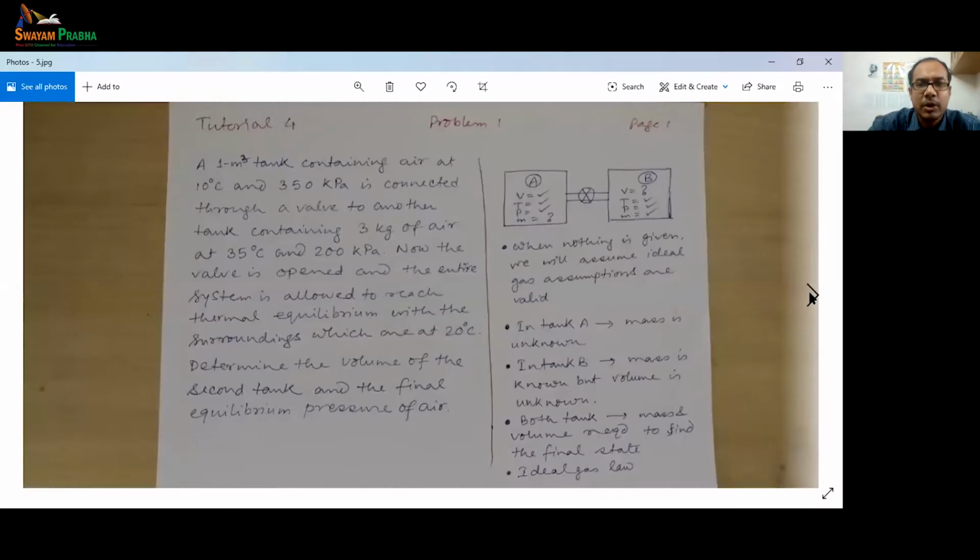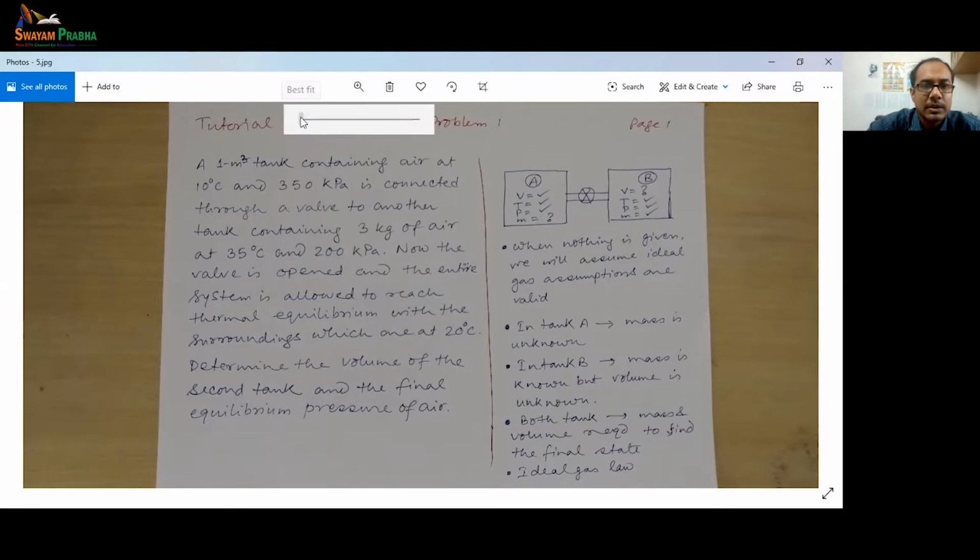Okay, so the first problem we are going to take up today is on gases. Earlier we have looked at liquids, particularly water as well as refrigerant 134A. Today we are going to look mainly at gases. Okay, so the first problem, what is the problem statement? Let me zoom this a little bit.